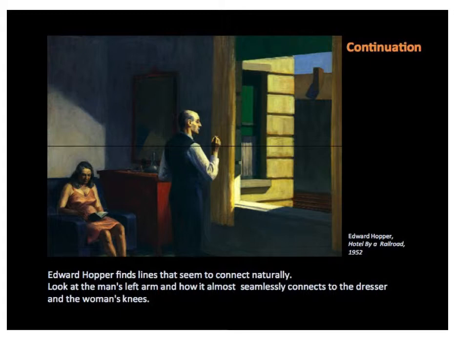So in this piece by Edward Hopper, we see continuation, right? Look at the man's left arm and how it almost seamlessly connects to the dresser and to the woman's head and to the line all the way out the door. There's a continuation of line that draws us throughout that piece.